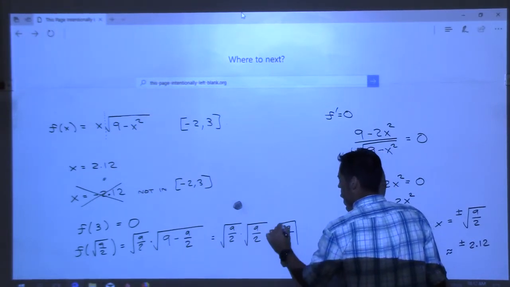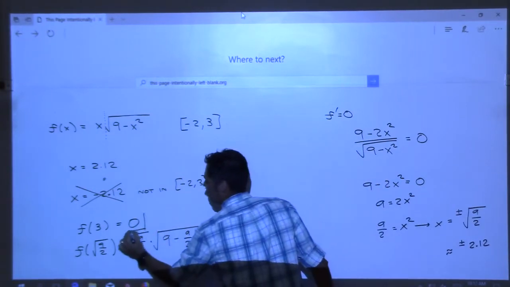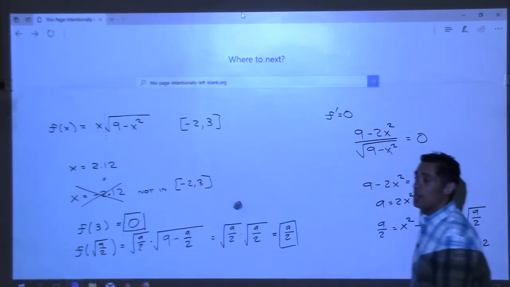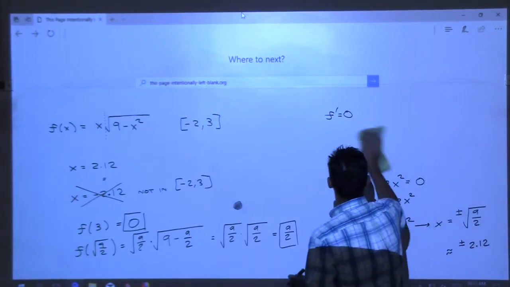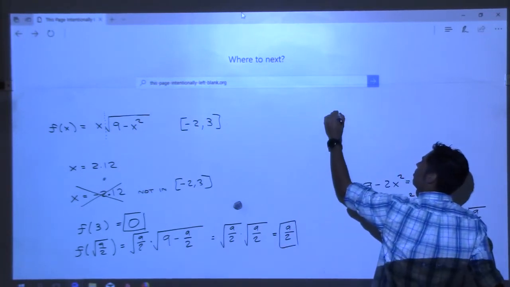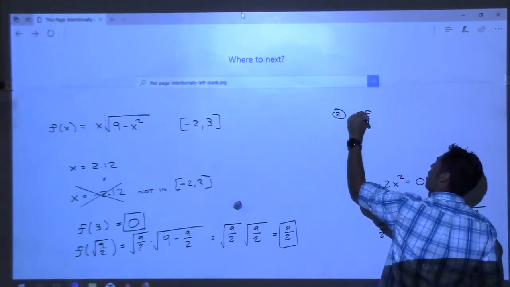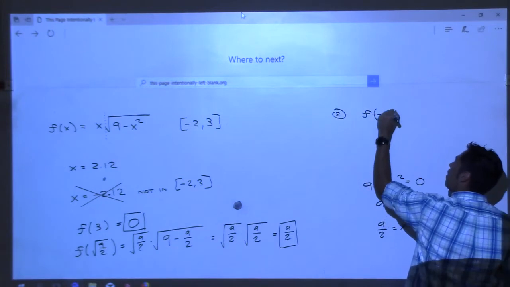Okay, so I've got this value, I've got this value. I am done with step one. What is step two? Step two, plug in the endpoints. Okay, we're going to plug the endpoints into the function. So for step two, I need to do f of what? Negative 2 and f of 3.